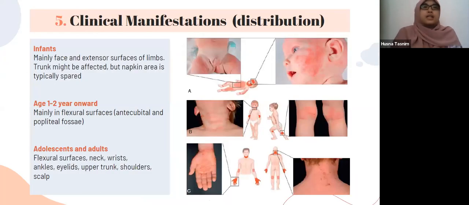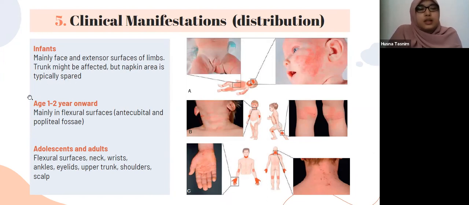So eczema, the distribution actually varies with the age of patients. For example, in infants, it typically affects the face and the extensor surface of the limbs, but the trunk might be affected, but the napkin area is typically spared. So this is some sort of clue to us.